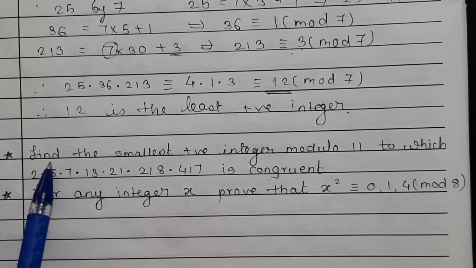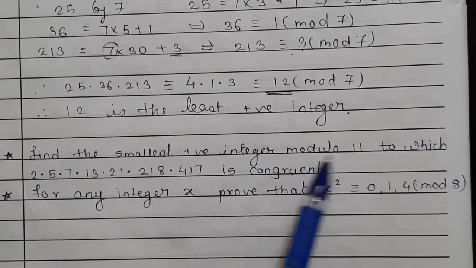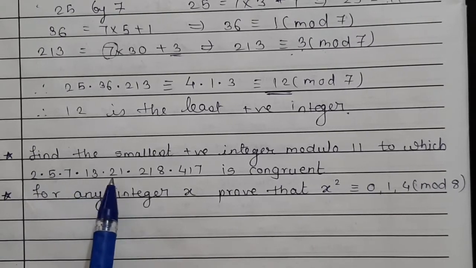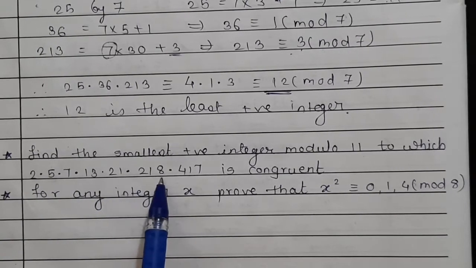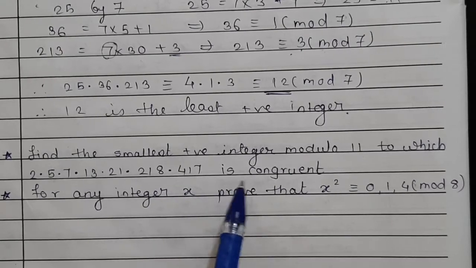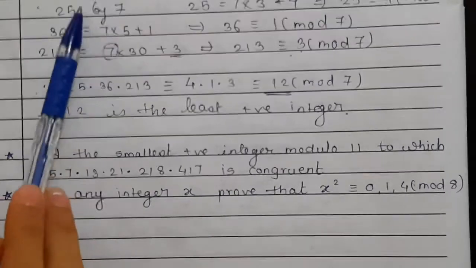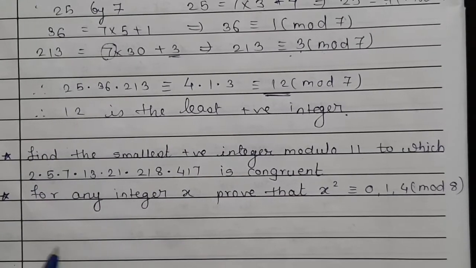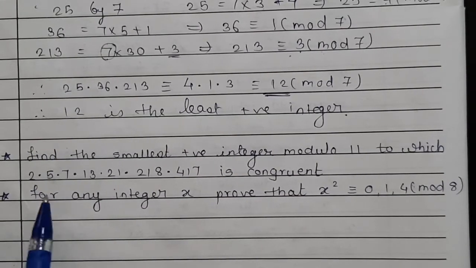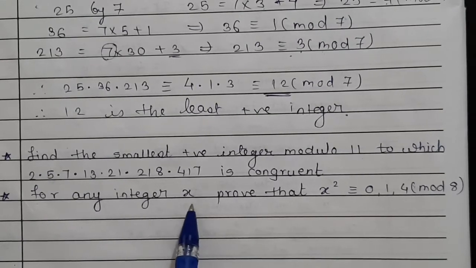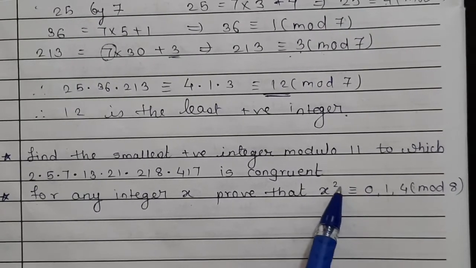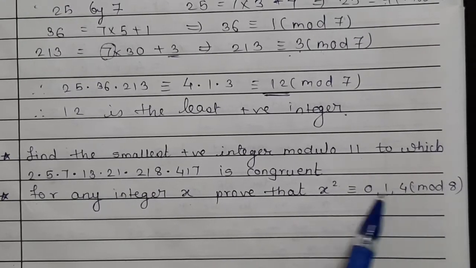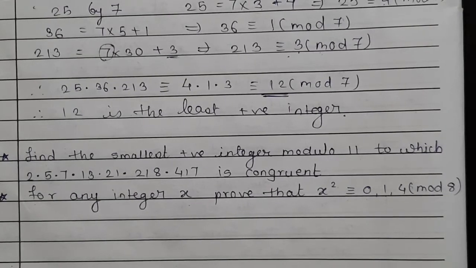Okay, now on the basis of these two examples, this and the previous one, I gave you two examples to solve. First example is find the smallest positive integer modulo 11 to which 2 into 5 into 7 into 13 into 21 into 218 into 417 is congruent. What we did in the previous example, in a similar way you have to solve this example. Okay, and the second one is for any positive integer x, prove that x square is congruent to 0, 1, 4 mod 8.